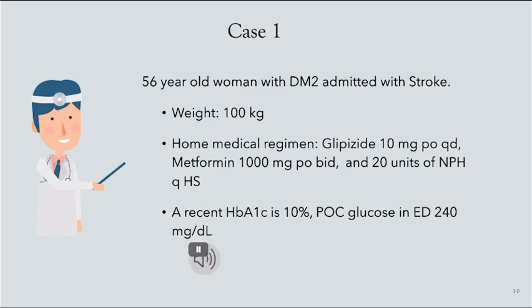Calculate the insulin dose for this patient. A 56-year-old woman with type 2 diabetes mellitus who is admitted with stroke. Weight, 100 kg. Home medical regimen: glipizide 10 mg daily, metformin 1000 mg twice daily and 20 units of NPH at bedtime. A recent A1C is 10%, and point of care glucose in the ED is 240 mg per dl.